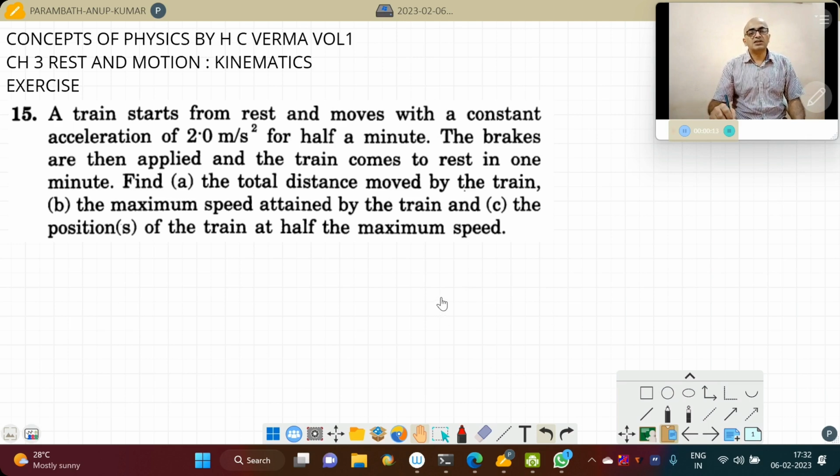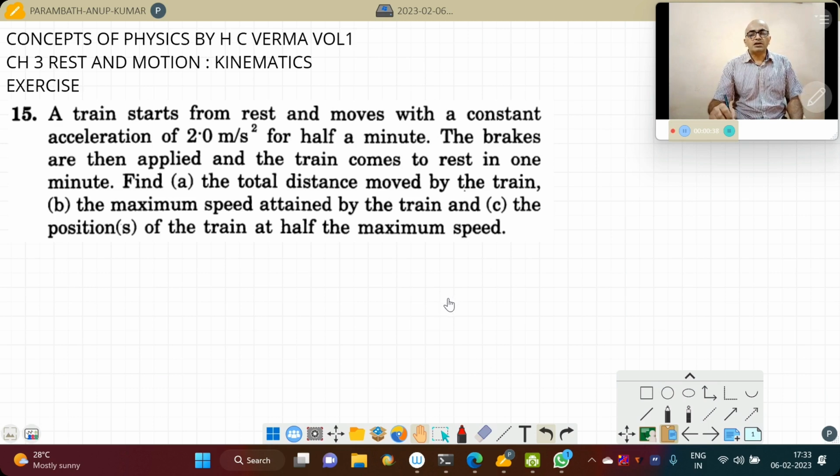A train starts from rest and moves with a constant acceleration of 2 meters per second square for half a minute. The brakes are then applied and the train comes to rest in 1 minute. Find A, the total distance moved by the train, B, the maximum speed attained by the train, and C, the position of the train at half the maximum speed.